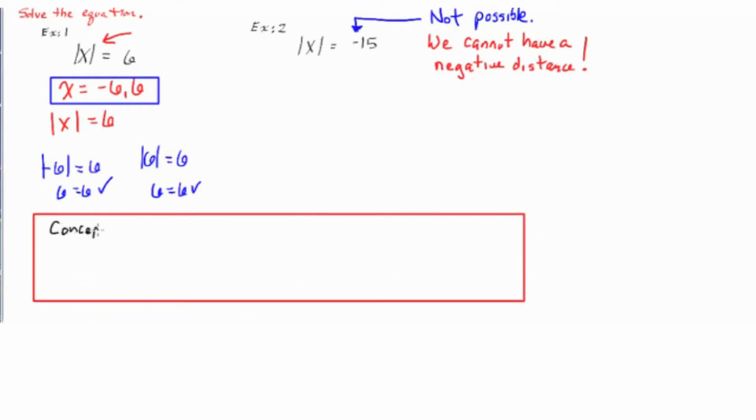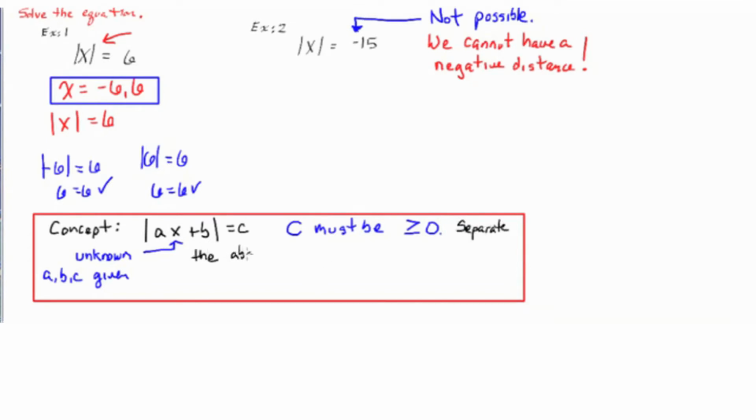So let's take a look at a concept here. If we have the absolute value of ax plus b equals c, where x is the unknown variable and a, b, c are given, a would be a coefficient and b and c would be some sort of constant, c must be greater than or equal to 0. Just like in example 2, there's no way to have a negative distance.